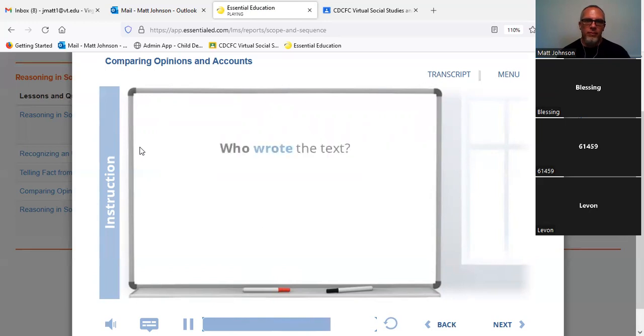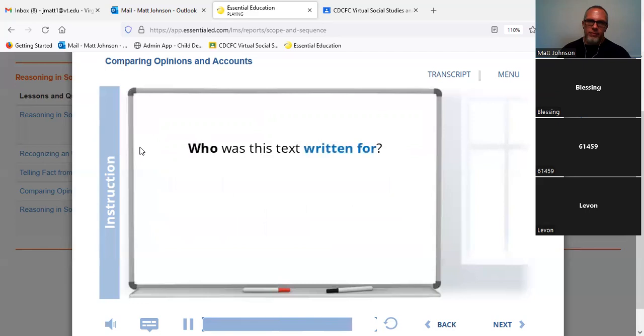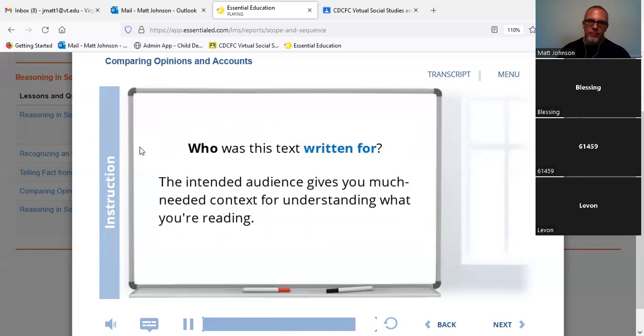Last but not least, we get around to asking the who questions. Who wrote the text? You might find author information at the beginning or the end of a text. Do they have a strong perspective? An author's point of view can have a huge impact on the text. What about the intended audience? Who was this text written for? The intended audience gives you much needed context for understanding what you're reading. A soldier's letter home is going to be different from an autobiography. Even if they're written by the same soldier, the audience would not be the same. Anyway, that's the basics of how to characterize a text. Care to give it a try?